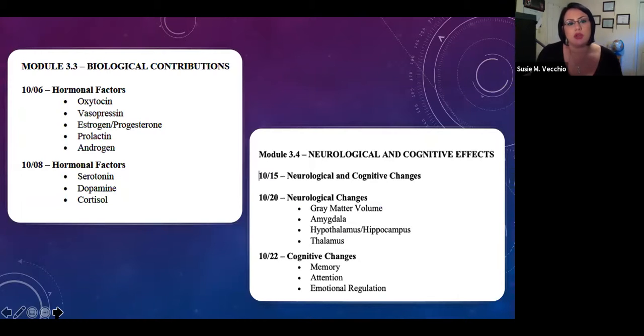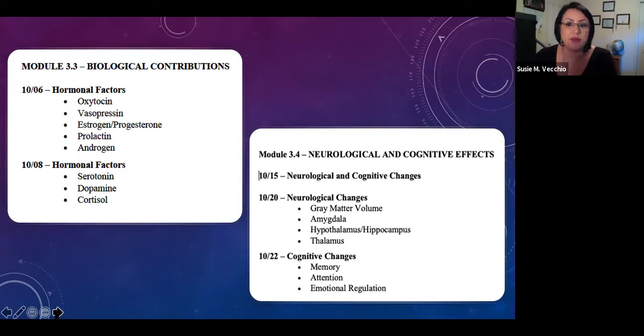Continuing, we start to explore more neurological and physiological aspects of perinatal related effects. So when we look at the hormone factors, we look at chemicals such as oxytocin, vasopressin, estrogen, progesterone, prolactin, and androgen, which are actually hormones that are secreted by both men and women when they have exposure to an infant. This is not something that is isolated to just women. We also began to look at the role of serotonin and dopamine and cortisol as it relates to bonding and attachment to an infant.